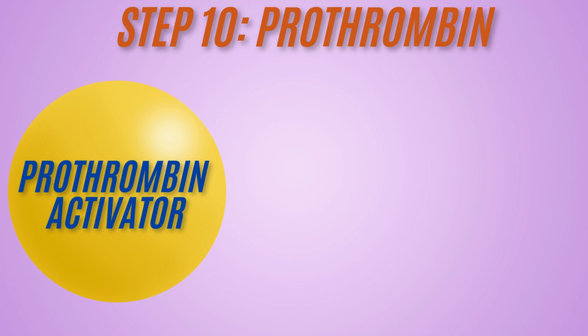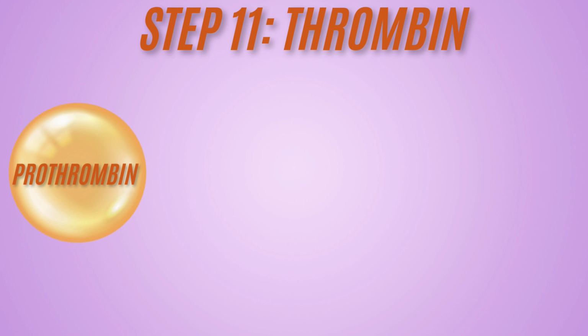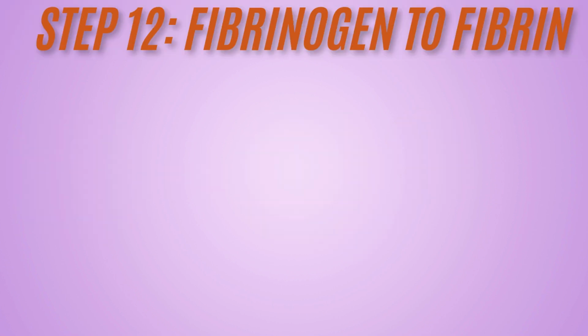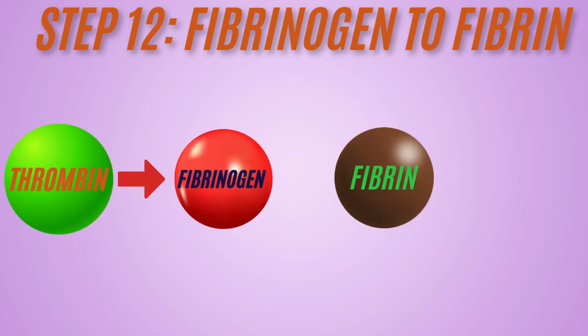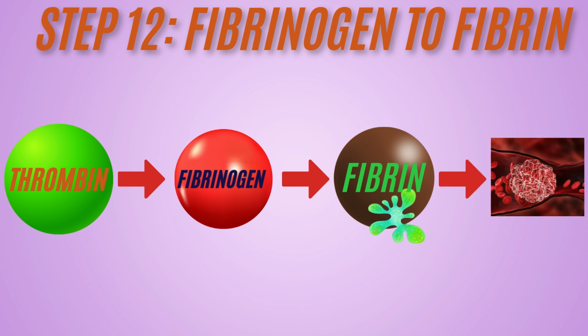The clotting cascade process. Step 10. Prothrombin. The prothrombin activator, from both the extrinsic and intrinsic pathways, activates prothrombin. Step 11. Prothrombin is converted into thrombin, a key enzyme in clot formation. Step 12. Fibrinogen to fibrin. Thrombin then activates fibrinogen, converting it into fibrin, a sticky protein that forms the structure of the clot.